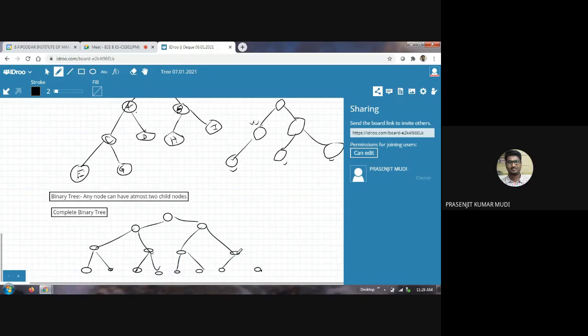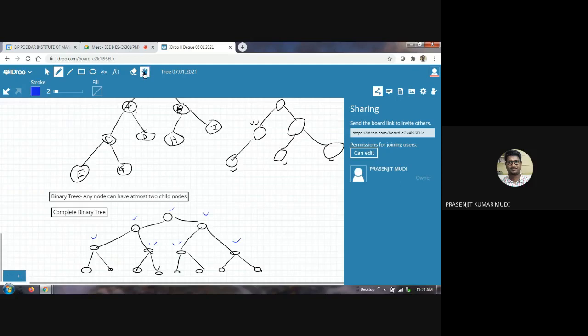So this is how a complete binary tree looks. This is a special type of strictly binary tree. One thing we can notice here is that, except the leaf nodes, all the non-leaf nodes, these are the non-leaf nodes, have exactly two children. So it's a strictly binary tree.